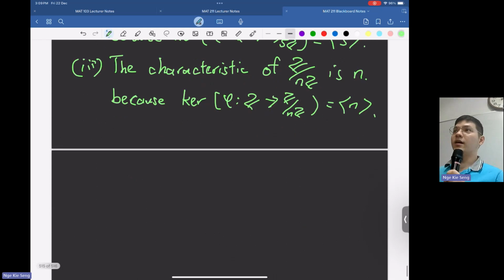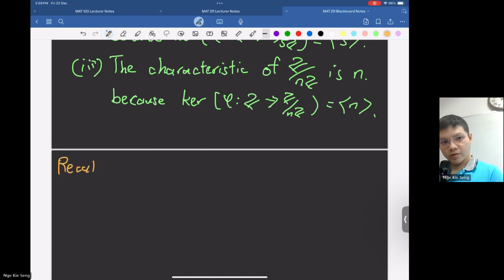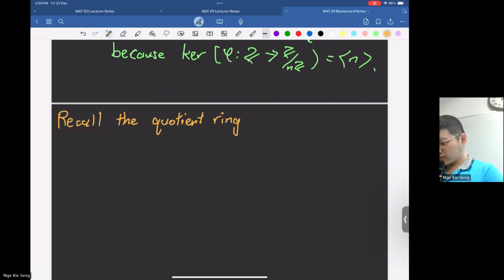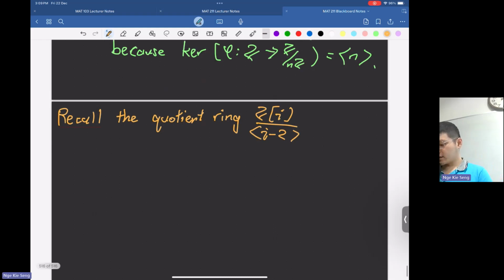All right. Next, let's recall something we have done: the quotient rings. Z[i] modulo (i minus 2). Last time we showed that this is isomorphic to F5.